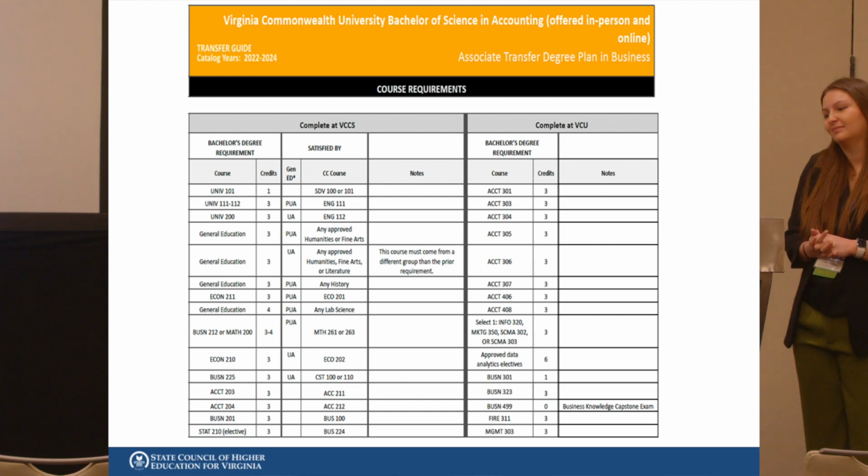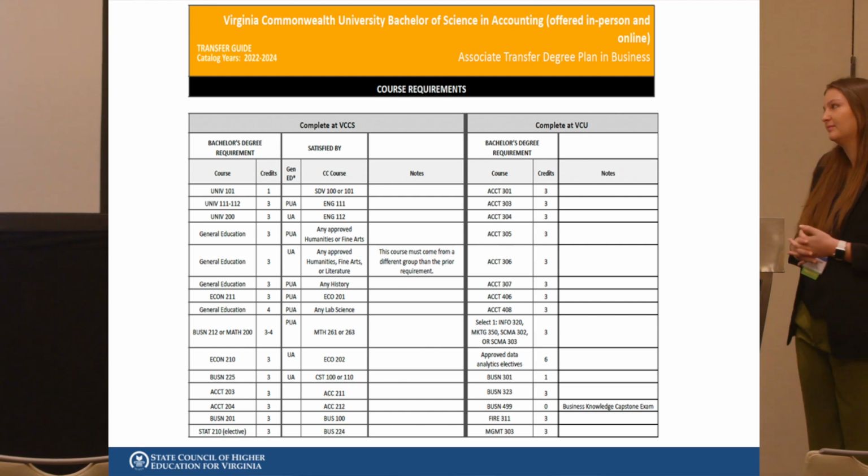But this is generally what they look like. This is what we consider and look for in our pathways. But again, how do we show somebody? We can give a policymaker that, and right now I think we have about 250 transfer guides on our Transfer Virginia portal, and with probably another 50 that are coming up.